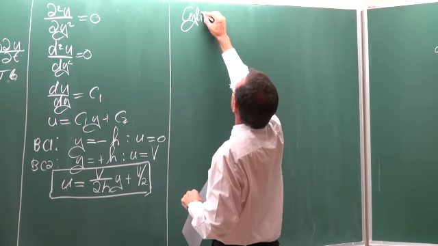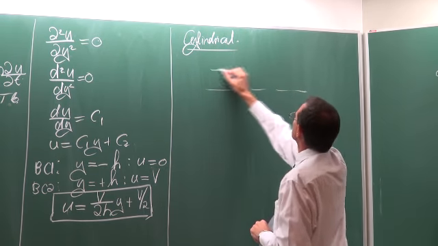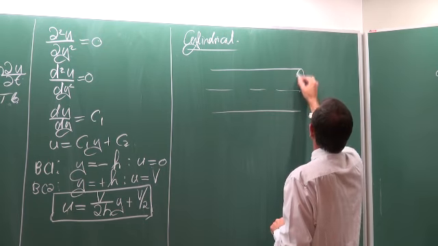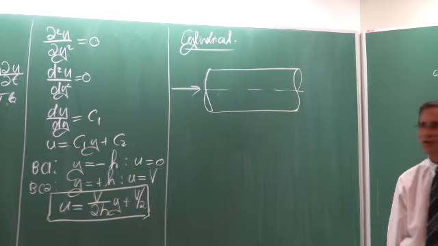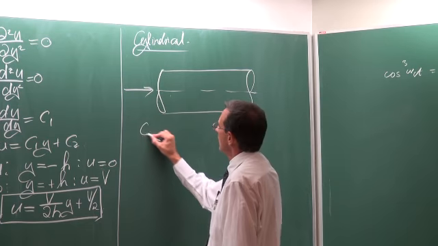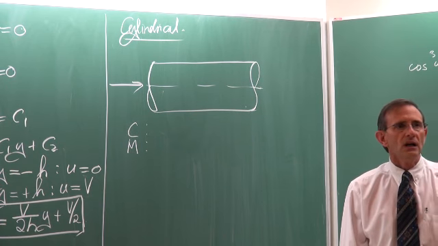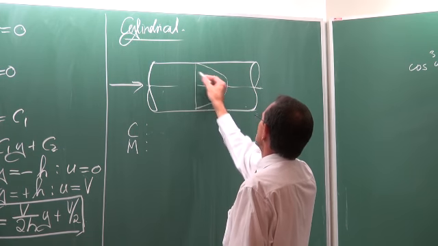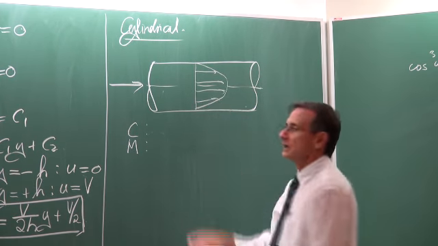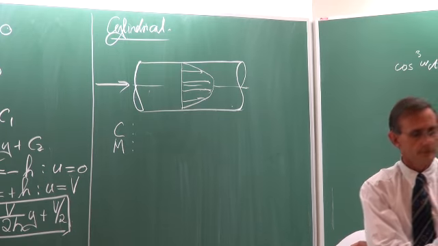The next one is the cylindrical one. So for the cylindrical one, exactly the same thing. You use the continuity equation, firstly, and the momentum equation. And the result of that is that you can then prove that the velocity distribution inside a pipe looks like that, and it is a polynomial type of distribution.